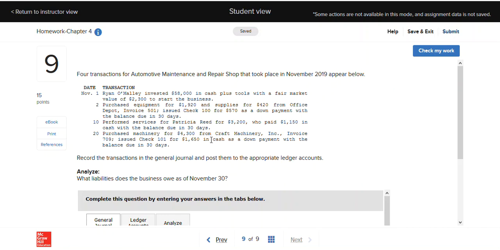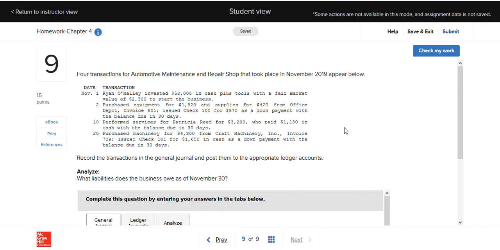It looks like each of these 4 entries is a compound entry. In the past, we've had entries with just 1 debit and 1 credit. With a compound entry, we have three or more accounts affected. So you could have 1 debit and 2 credits, or 2 debits and 1 credit, or 1 debit and 10 credits, or 20 credits, or 200 credits. But you have more than 2 lines in each entry. So we're going to look at the first one.